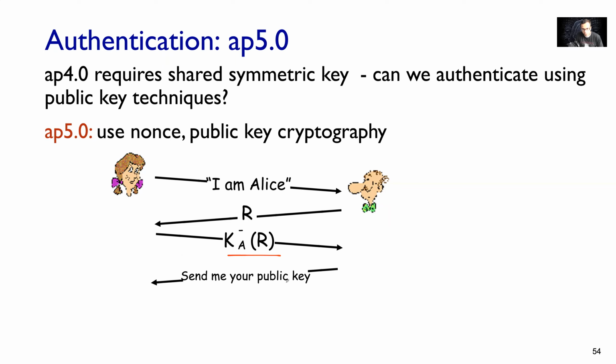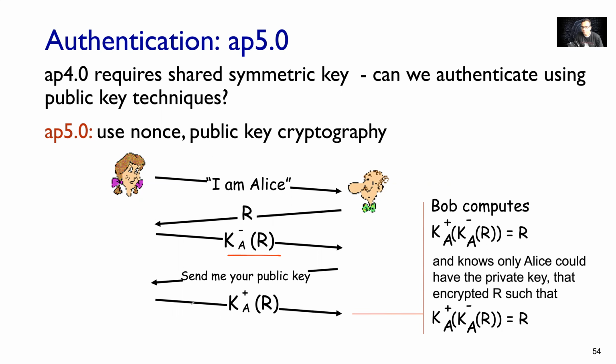Bob then says, okay, send me your public key. Alice would reply back with her public key. Bob will then do this computation and generate back the original nonce. And at this point, he knows that this is indeed Alice, because only Alice could have encrypted this message, since only Alice knows her private key. So if someone else had encrypted this, this would not match because this would be someone else's private key.